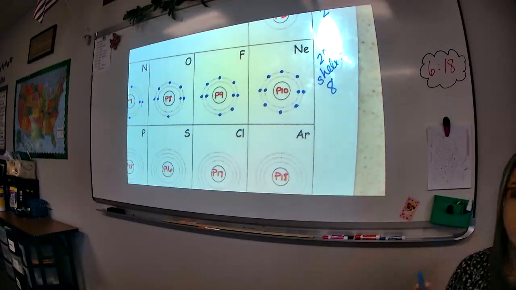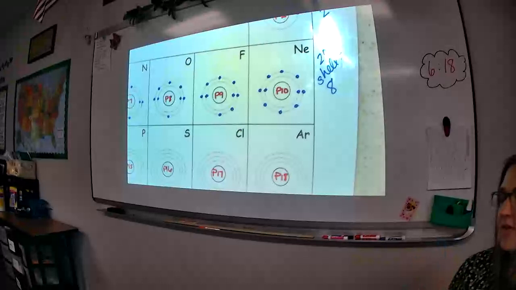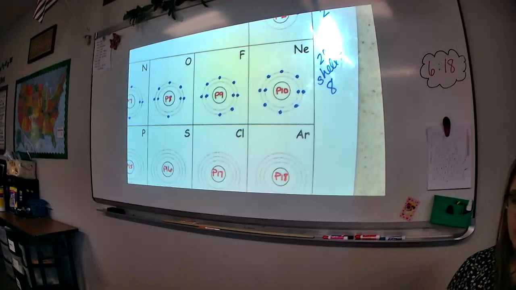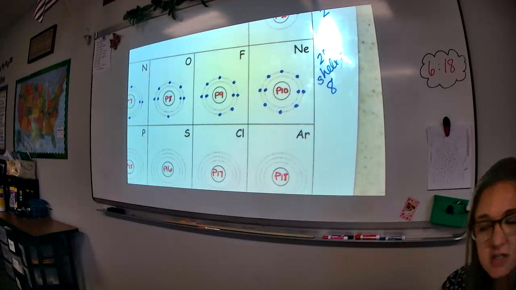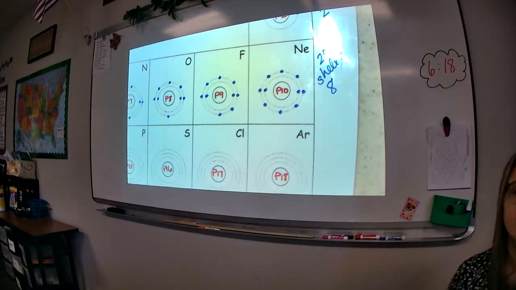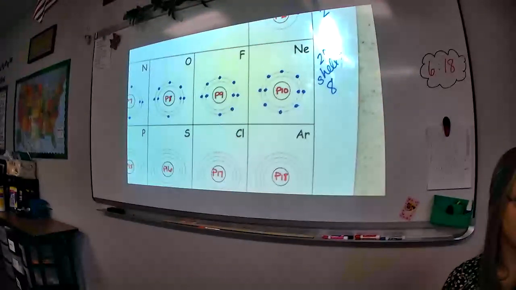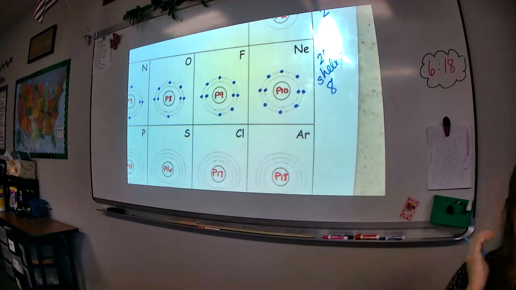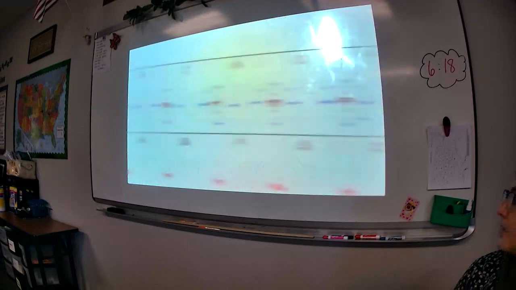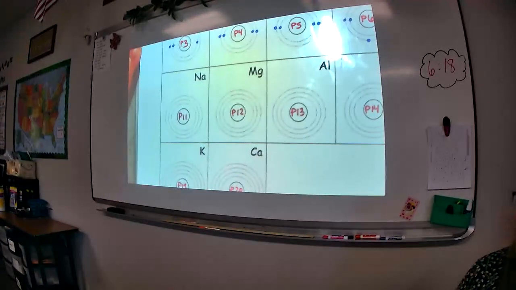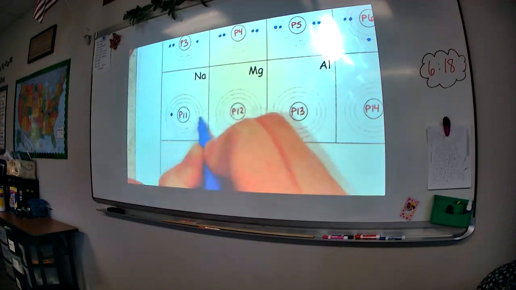Well, I have to add another shell. Got to add a third shell. You see the pattern? You have to fill the first, second, however many shells first before adding more. Okay? So let's go on to sodium. Everyone got going on sodium? Okay, here's sodium. I gotta start with my first 2 in the first shell. So 1, 2.